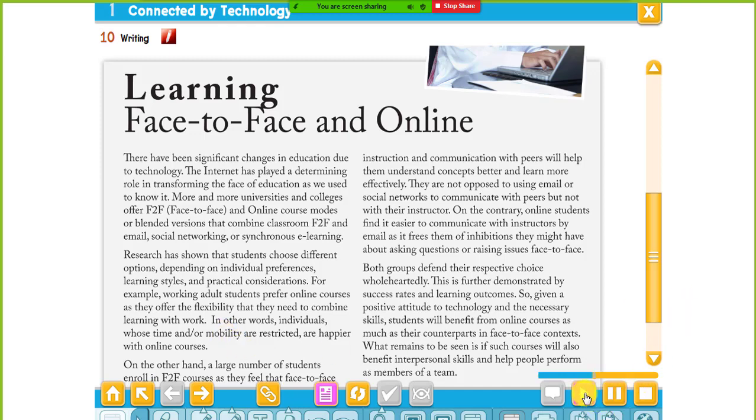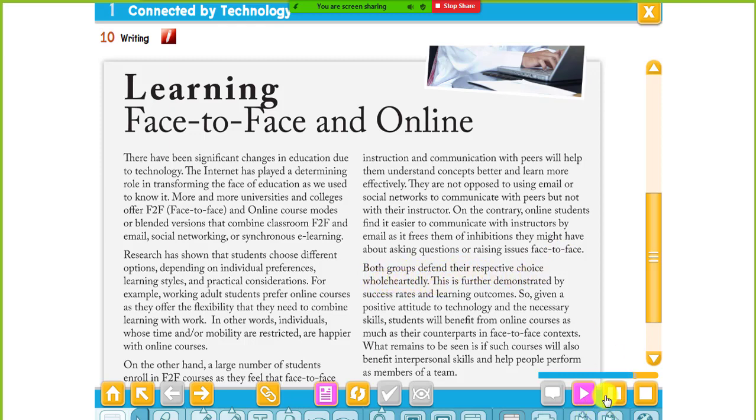Okay, go on. On the other hand, a large number of students enroll in F2F courses as they feel that face-to-face instruction and communication with peers will help them understand concepts better and learn more effectively. They are not opposed to using email or social networks to communicate with peers, but not with their instructor. On the contrary, online students find it easier to communicate with instructors by email, as it frees them of inhibitions they might have about asking questions or raising issues face-to-face. Both groups defend their respective choice wholeheartedly.